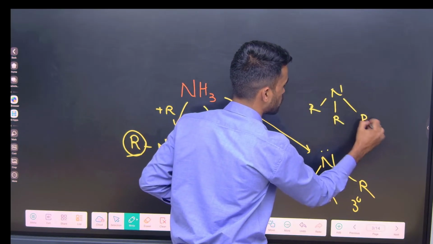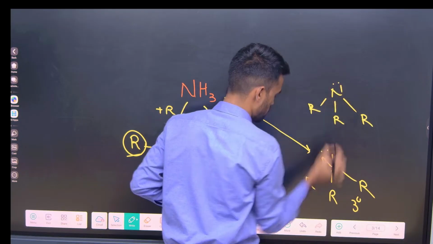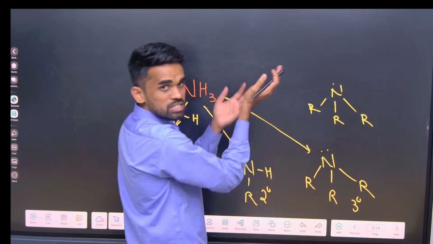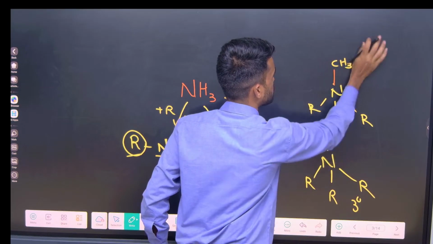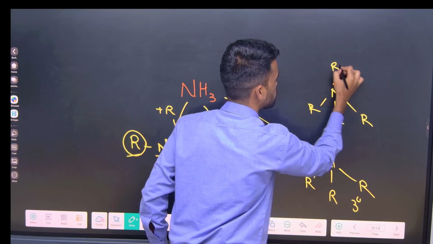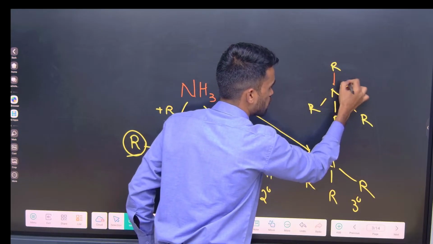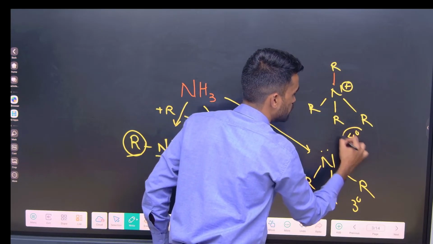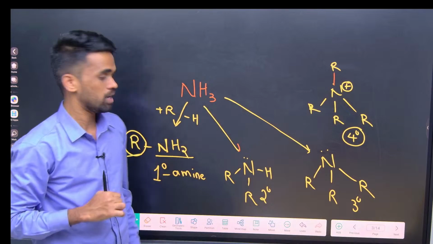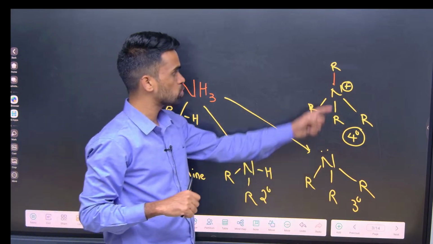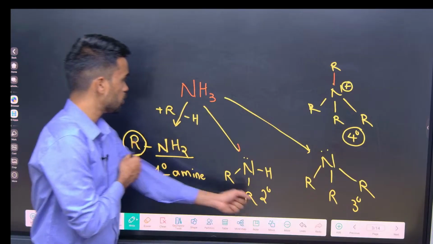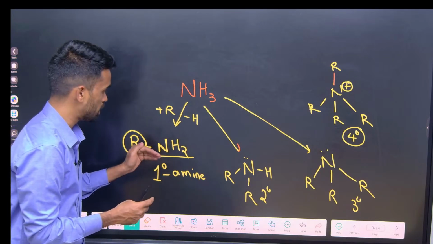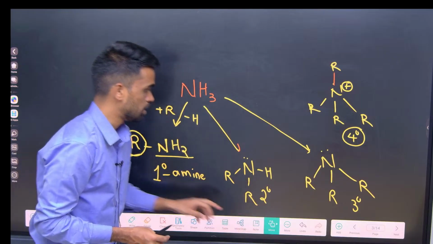These are three alkyl groups, and here we have a lone pair. To that I am adding a one carbon chain, like a methyl or some alkyl group. Now four alkyl groups are there, so you can call it a quaternary ammonium ion. So: primary, secondary, tertiary, quaternary. These are the things to be remembered here. I hope you can now easily identify what we mean by primary, secondary and tertiary amines.